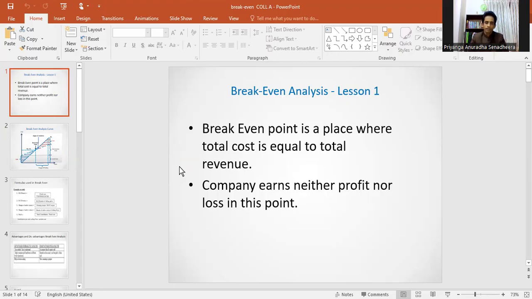Therefore, you experience a loss at that point. But after some time, the company may earn neither profit nor loss. That means the total expenses and the total revenue are equal, so you won't get either a profit or a loss at this point. This point is known as the break-even point. After that, the company may start to earn profit because total revenue will be higher than total cost. With that idea, we will go to the next slide and see how we can represent this in a break-even chart.